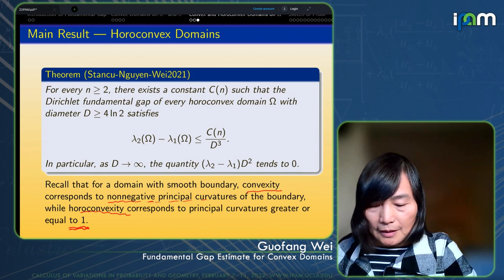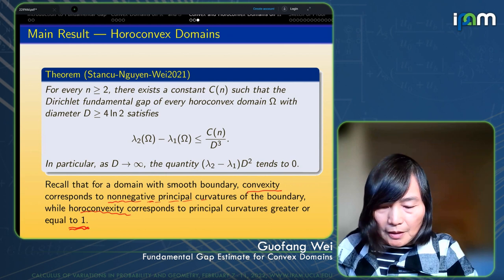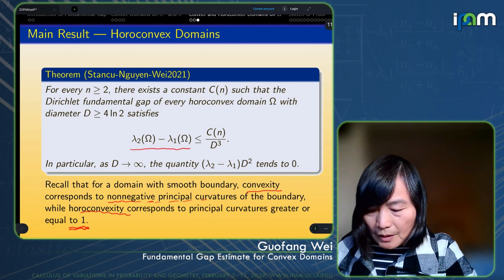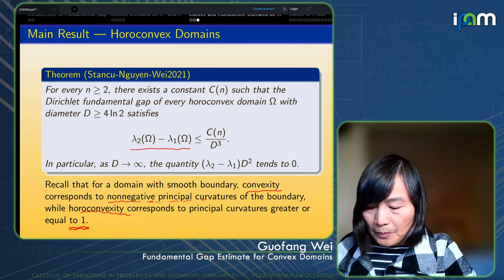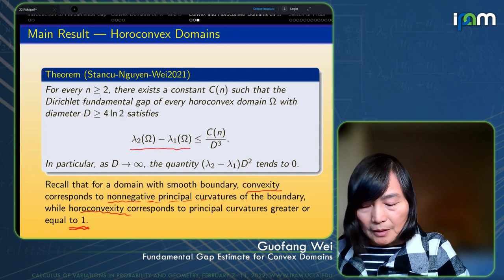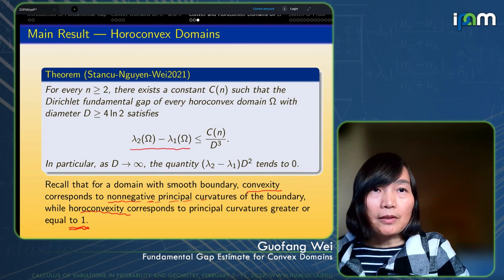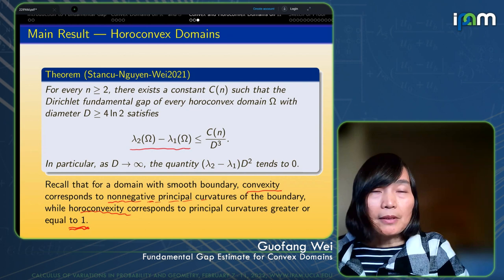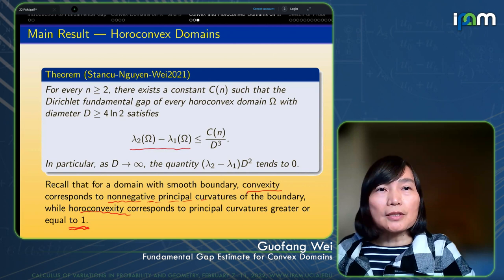So even for holoconvex domains, we can show that for d, the diameter, a little bit big, this gap can be less than d to the cube power. Therefore, if you multiply by the diameter squared, it still goes to zero when d goes to infinity. On the other hand, we expect some kind of lower bound, but it is not like before, one over something times d squared. It's not in that format. An example of a holoconvex domain is the balls in the hyperbolic space, which will be used in the proof. Any questions on the statement?